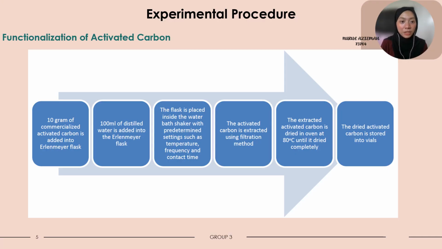Next, I will briefly explain our experimental procedure. It has three methods, the first one being functionalization of activated carbon. In this procedure, distilled water will be added into the flask containing carbon, and the activated carbon will be extracted by filtration. Lastly, the carbon will be dried and stored in a proper place. Functionalization of activated carbon is crucial as a purification and ensuring the removal of organic chemicals.